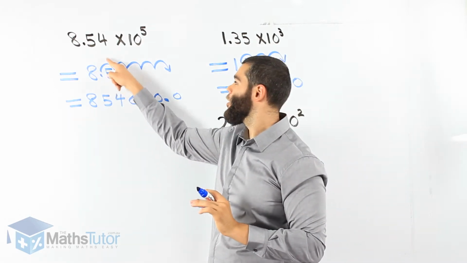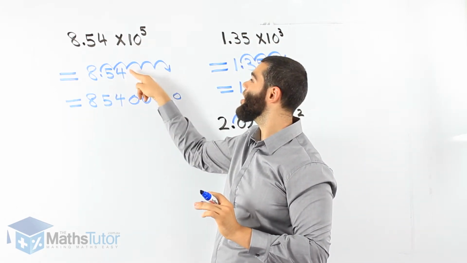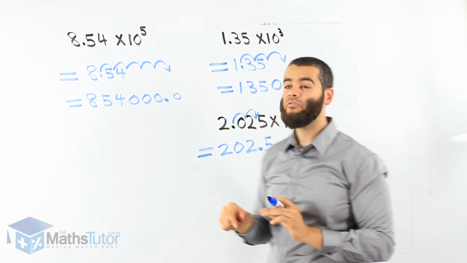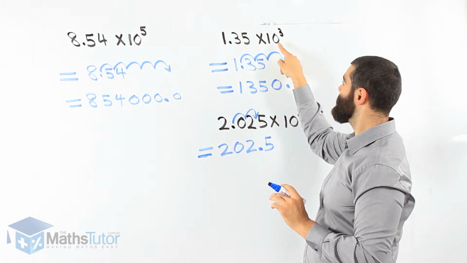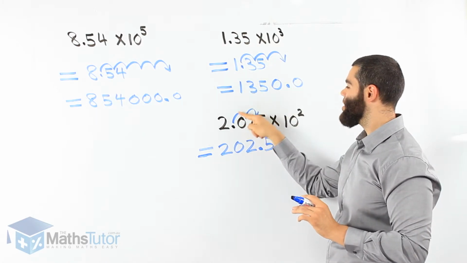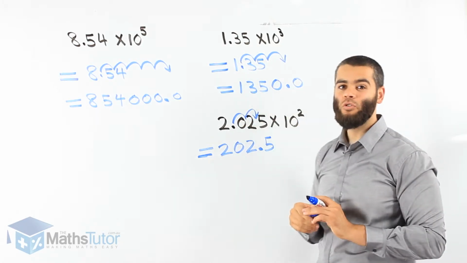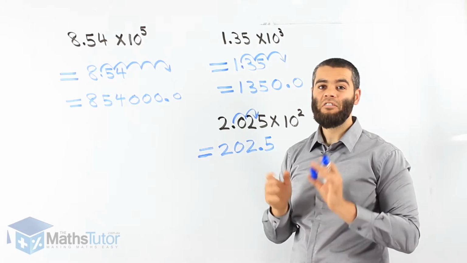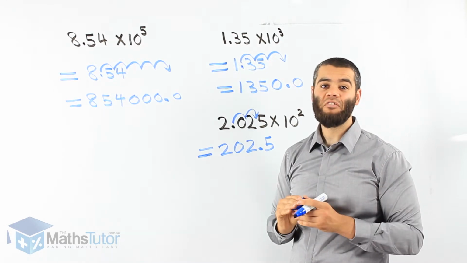We are jumping over numbers. Here we jumped 5 times because 10 to the power of 5. Here we jumped 3 times, 10 to the power of 3. 1, 2, 3. And here we jumped twice because 10 to the power of 2. We jumped to the right. Now let's do some more examples that involve very small numbers.